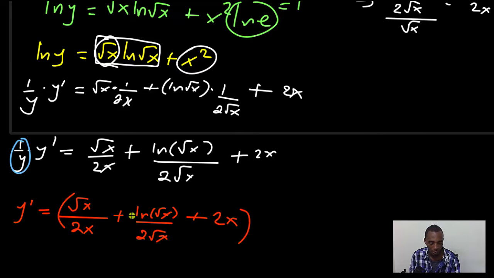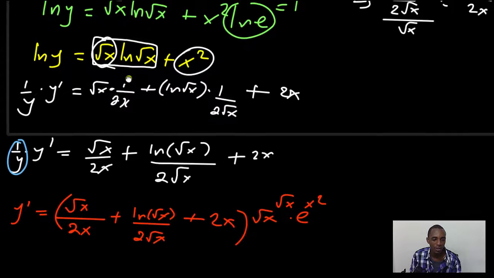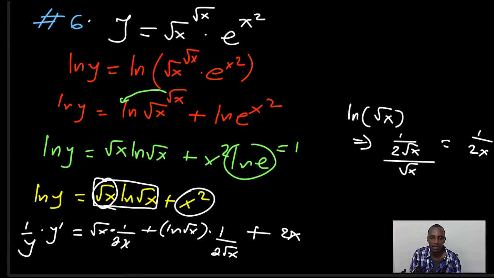All this is being multiplied by the original function, root x to the power root x times exponent of x squared. Okay, so you could actually multiply these terms inside here so that you have the root x's brought together, but I will not do that. This is fairly okay for this video. Alright, so this is problem number 6. Got a couple of more problems here, so let's have another.